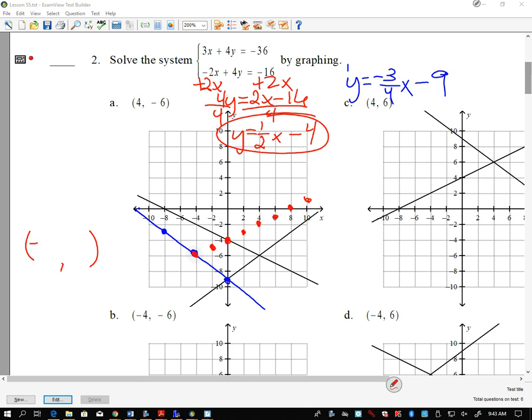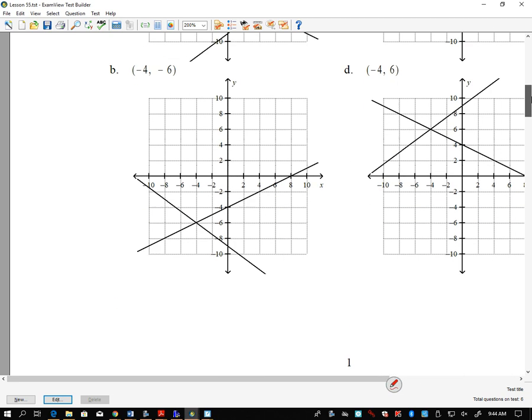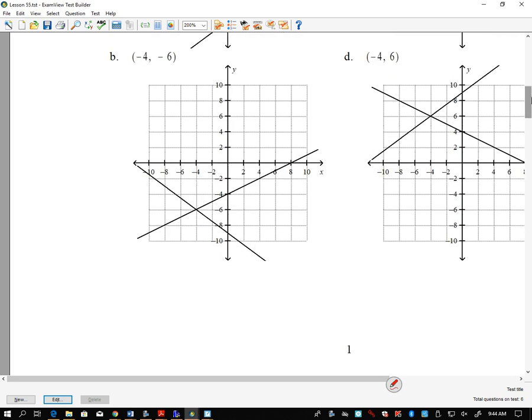Negative 4. And what's my y value? Negative 6. So we can't see it here, but B has the right coordinates, and it's the only one that has those coordinates, right? Okay, so if I clear out some of this, does that match our graph that we should have gotten? Is B? Yeah. Okay, so do we understand how to solve a system of equations by graphing?